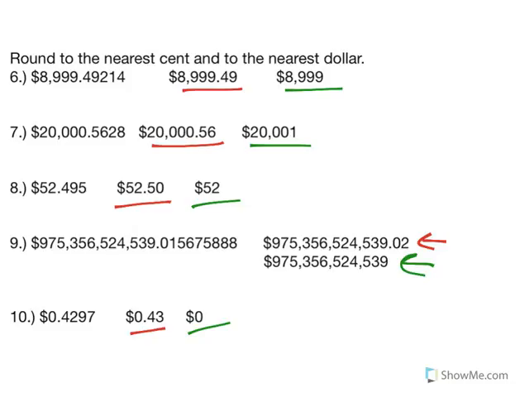Red, again, is to the nearest cent. Green is to the nearest dollar. Notice this last one, 42.97 cents. So 43 cents is closer to 0 than it is to $1, and therefore you just have 0. In number 8, I also want to show this. When you round to the nearest cent, you've got 52.50. But when you round to the nearest dollar, you look at the 4, going back to the original problem, and 4 rounds down, and that's why you have $52.